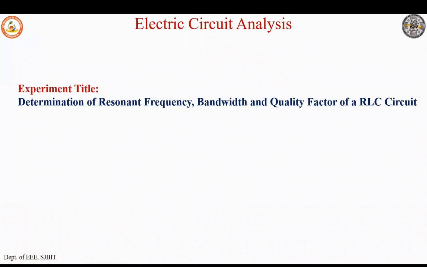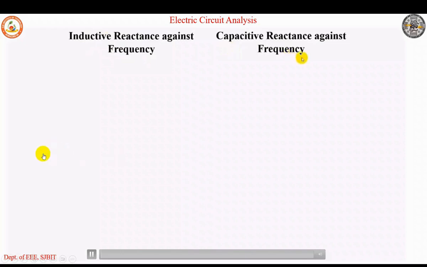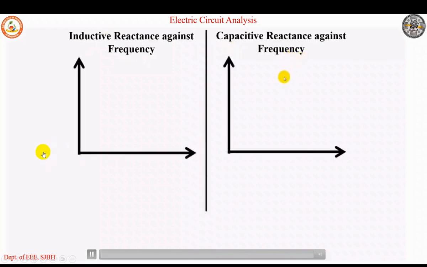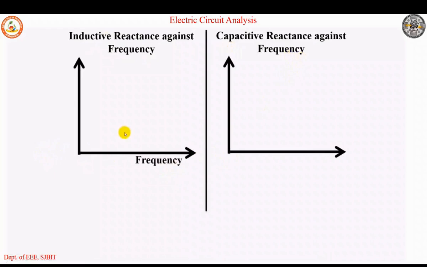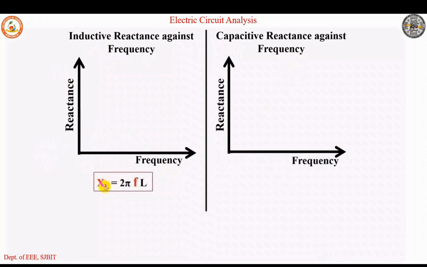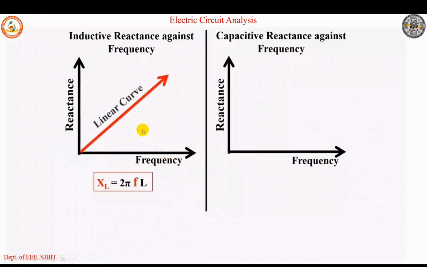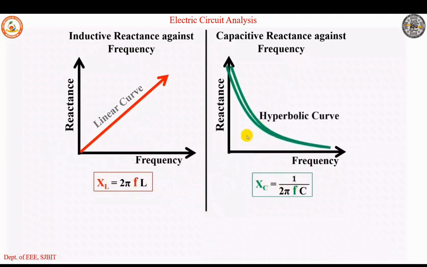Before going to the experiment, let us quickly understand a few basic concepts related to resonance. Here let us see how inductive reactance and capacitive reactance behave when we change frequency. On the x-axis we have frequency and on the y-axis we have reactance. Given that XL is equal to 2 pi FL, as F and XL are directly proportional, the curve becomes linear. Similarly, XC is inversely proportional to F, so we have a hyperbolic curve.